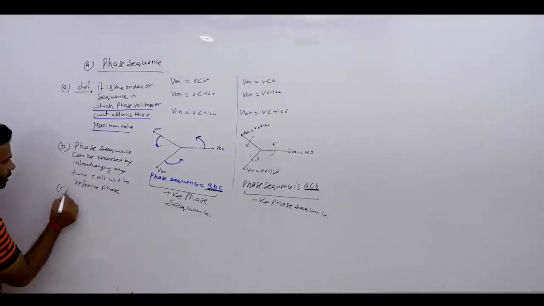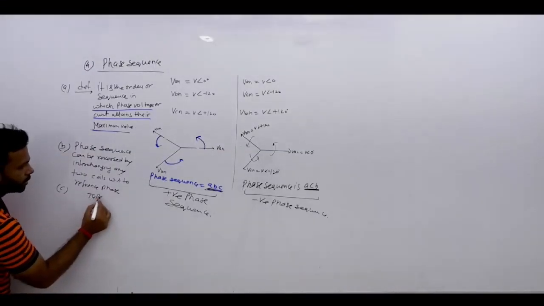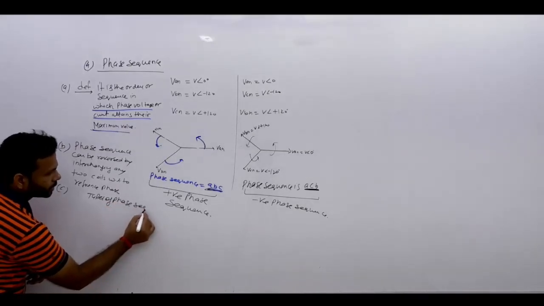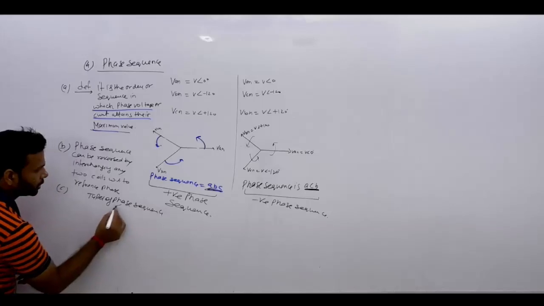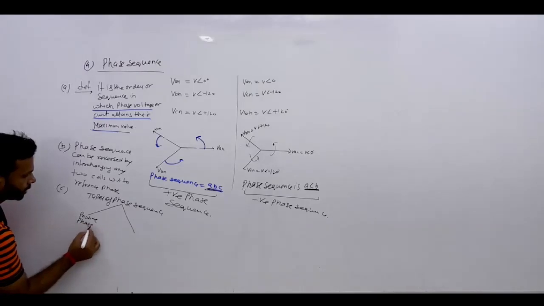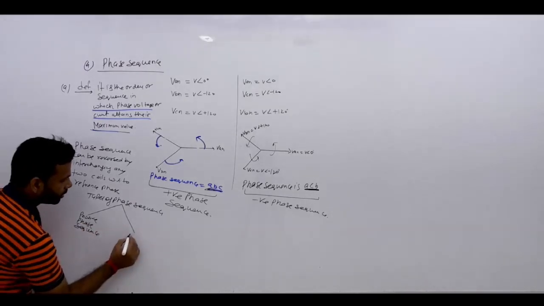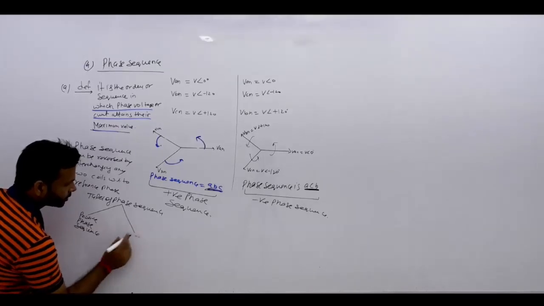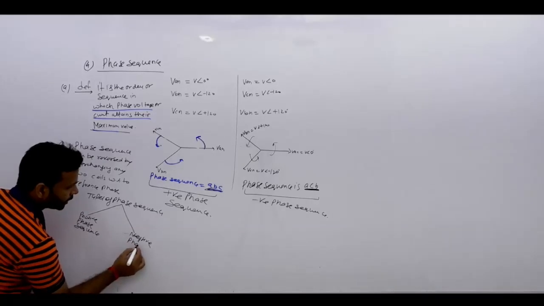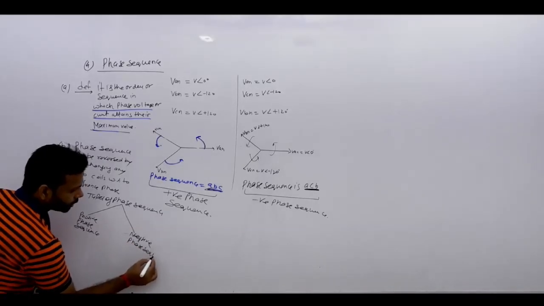And the third part is what? Types of phase sequence, which we discussed. Types of phase sequence are what? It is positive phase sequence, and it is negative phase sequence. Okay, up to here.